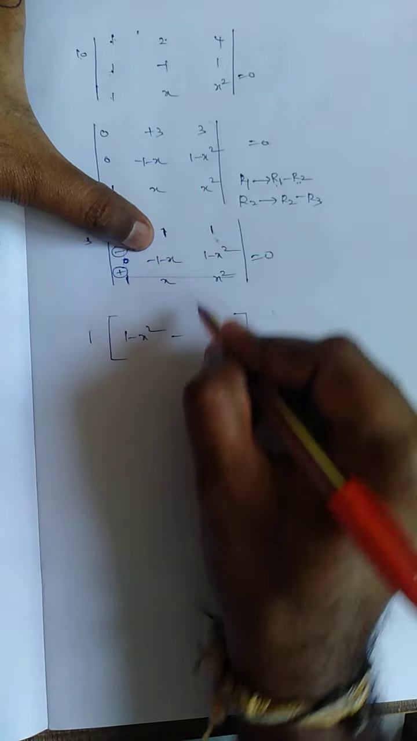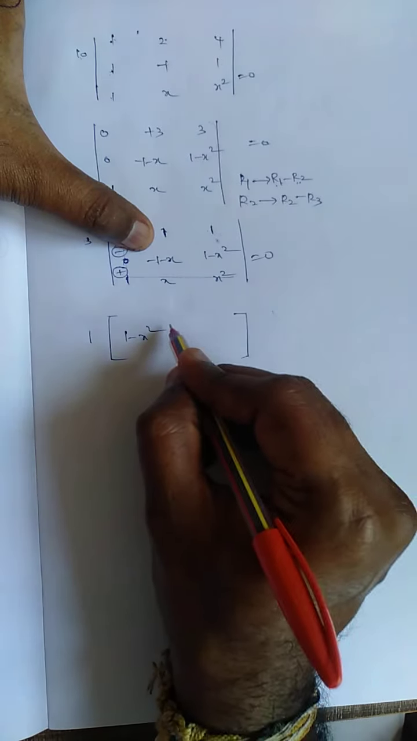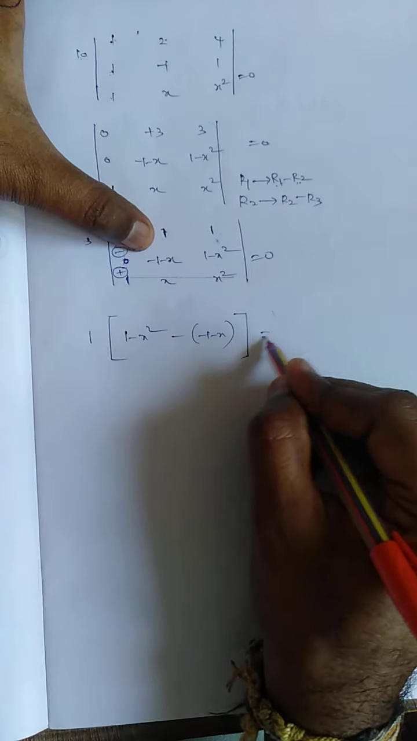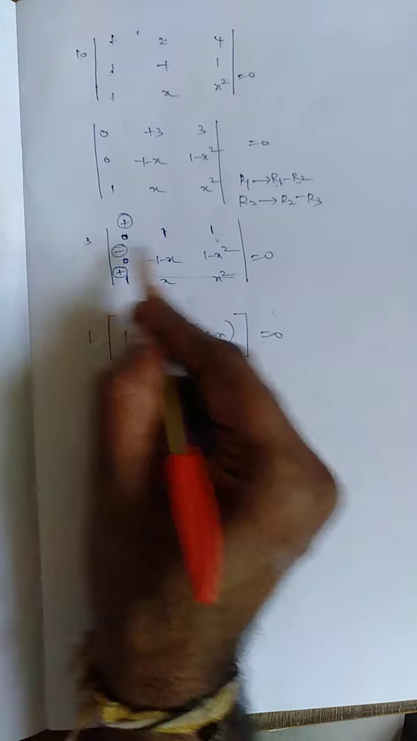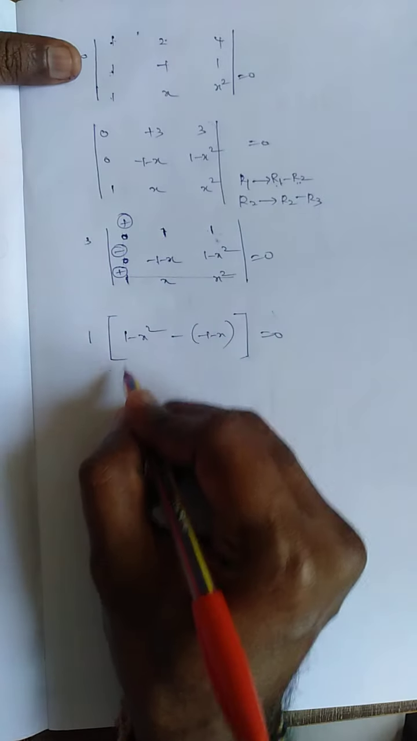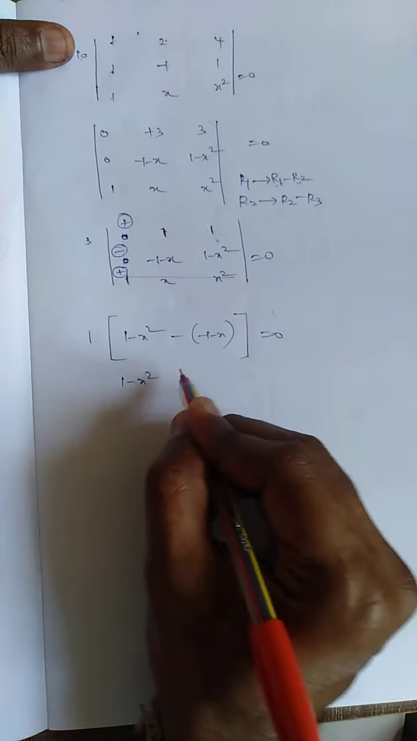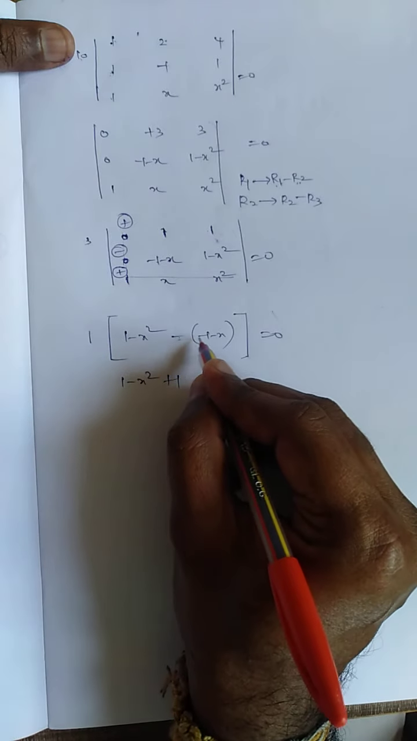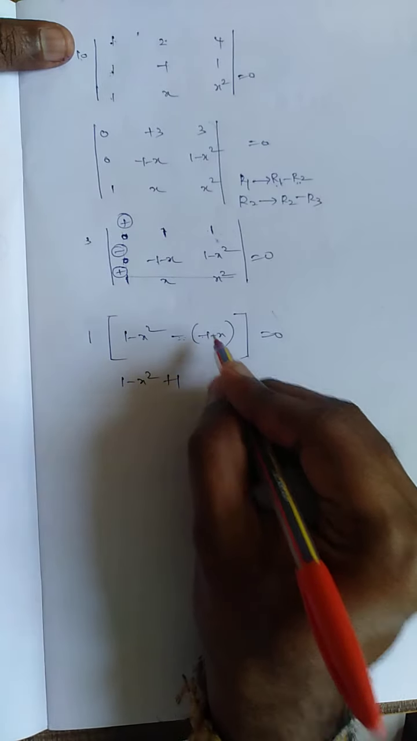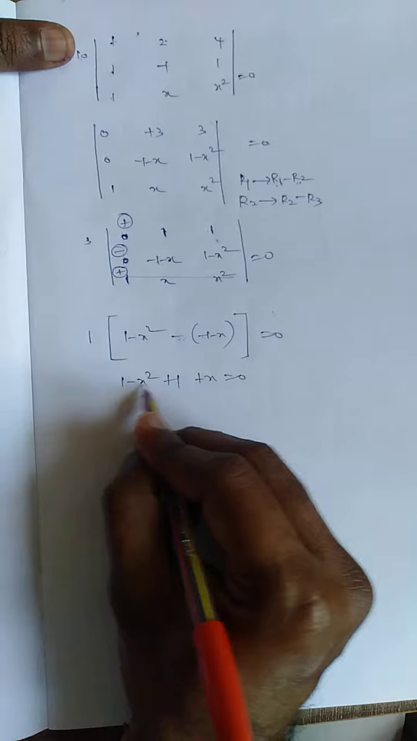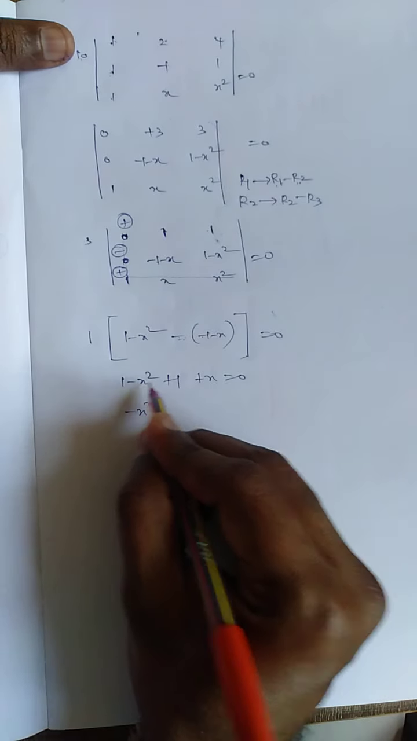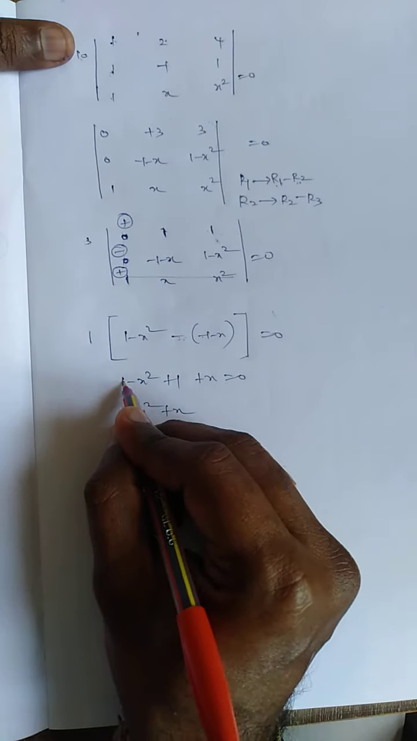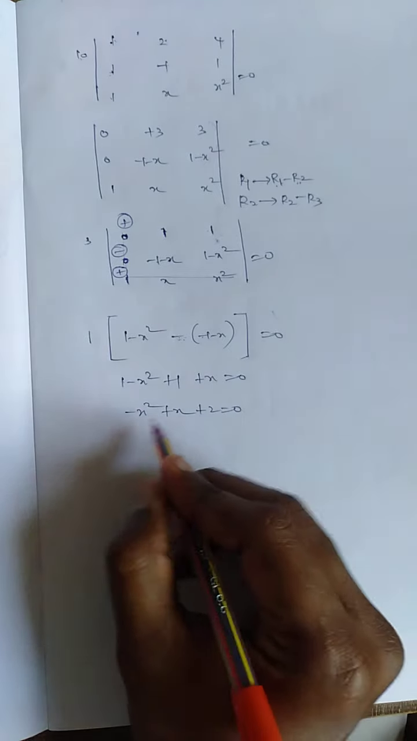I multiply with this, the same, but minus 1 minus x, put in bracket, equal to 0. This 3 moves here, 0 by 3 is 0. So what is the answer? 1 minus x square becomes minus 1 becomes plus 1, minus into minus plus x is 0. Arrange it properly: minus x square plus x plus 1 plus 2, that is plus 2, equals 0.